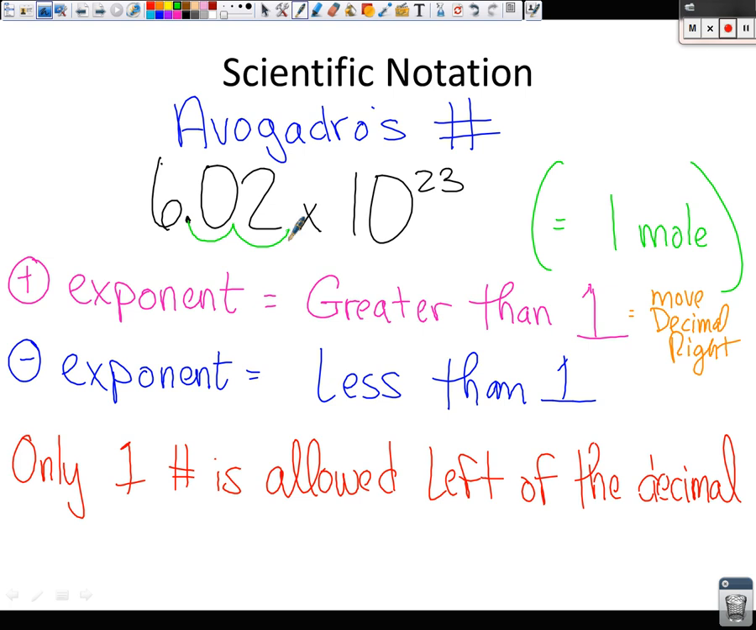Does that make sense? I just want to make sure we're on the same page. So what if our number has a negative exponent? Did I show you the negative exponent number? All right, so let's look at that one. This is 9.31 times 10 to the negative 34th. Yeah, write that down. 9.31 times 10 to the negative 34.